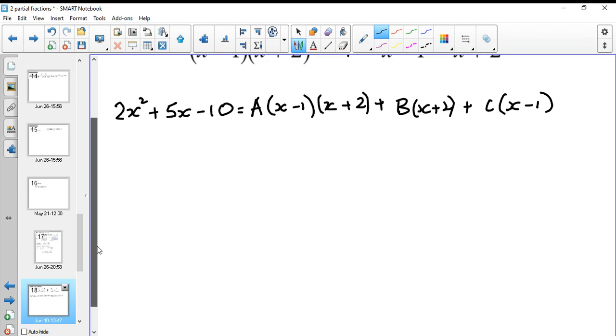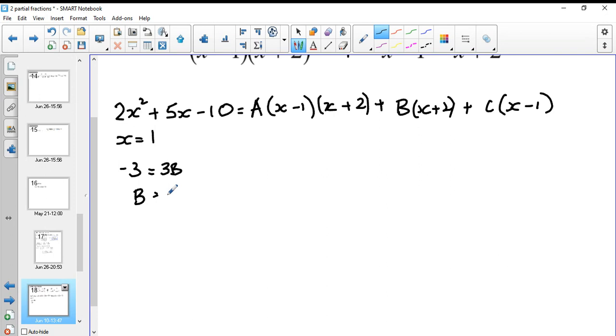Now we can substitute. So if I say that x equals 1, that's 1. So 2 plus 5 is 7. Take 10 is minus 3. That's gone. That's gone. So I've got 1 plus 2, which is 3b, which means b is minus 1.